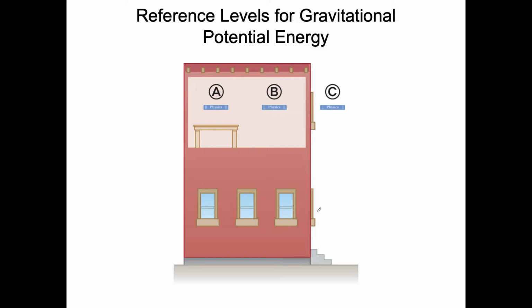And for gravitational potential energy, where you choose it to be 0 doesn't matter too much. The only thing that matters is the change of potential energy. It doesn't matter if you choose here to be 0, or here, or here. If the book moves, for example, from here to the table, the change of potential energy would be the same. So don't worry about your choice of zero for potential energy too much. It's really the change of potential energy that matters.